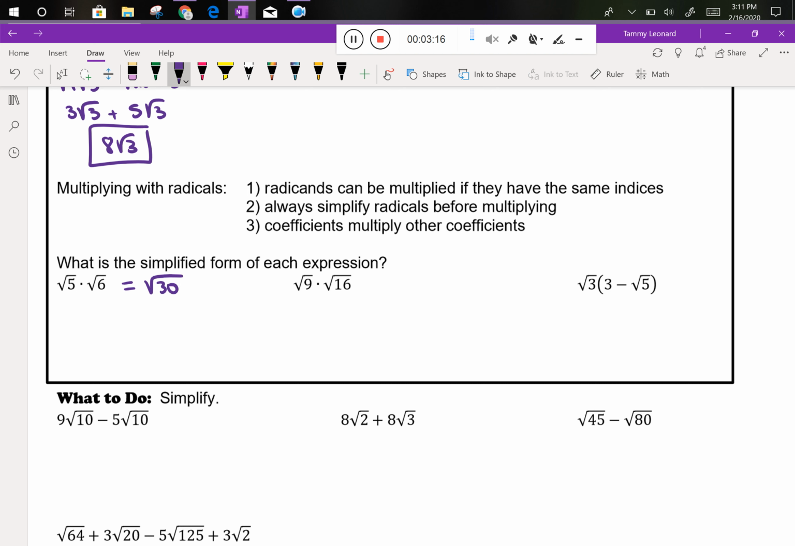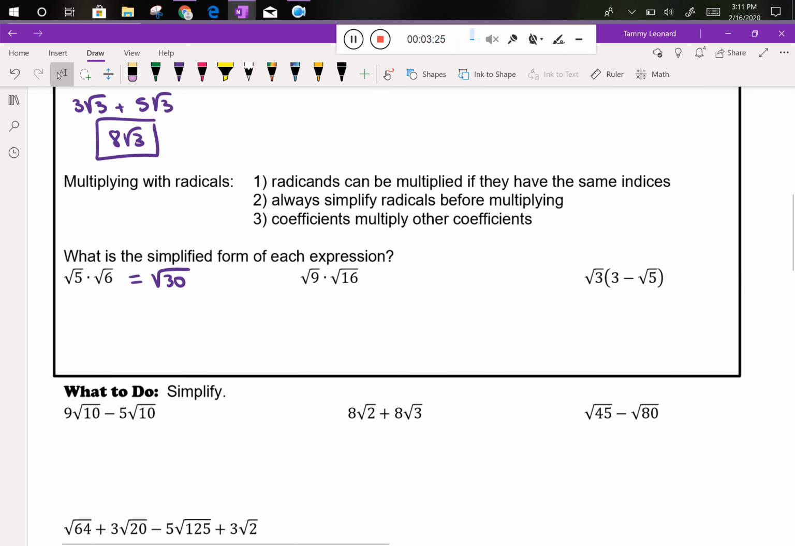Next, I have the square root of 9 times the square root of 16, and before I multiply, I always want to see, could I maybe simplify that first? And I notice that 9 is a perfect square. In fact, its root equals 3. And 16 is a perfect square. In fact, its root is 4. So all I really need to do is 3 times 4, which is 12.